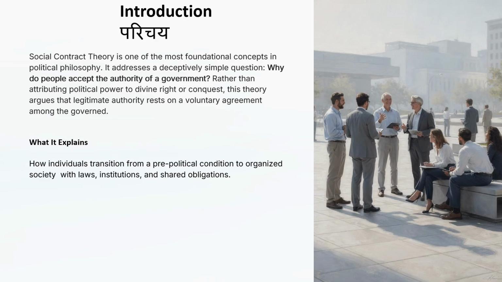Social contract theory is one of the most influential theories explaining the origin of the state and the relationship between citizens and government. This theory suggests that the state was not created by divine power or force, but through an agreement among individuals who wanted to establish order and protect their rights. It is a significant concept in political philosophy and political science. It explains how people moved from a condition without government to an organized society with laws and institutions. According to this theory, individuals voluntarily agreed to create a government in order to ensure security, justice, and social stability.